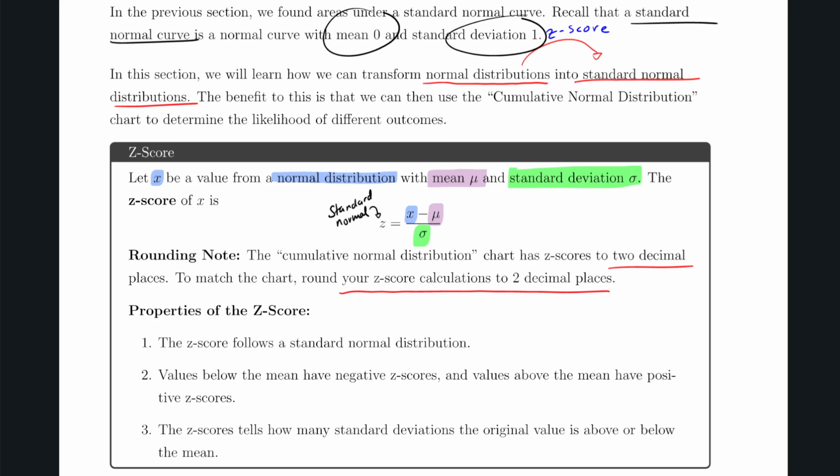Now what does a z-score mean? It means how many standard deviations the original value is above or below the mean. Because what we do is we first see how far away we are from the mean with the numerator, and then we say how many standard deviations fit into that difference. That's why we're dividing by sigma.